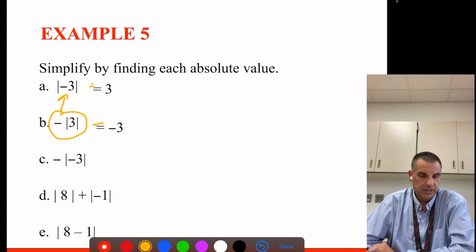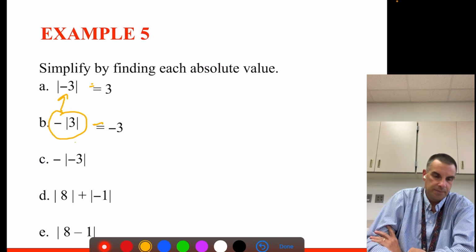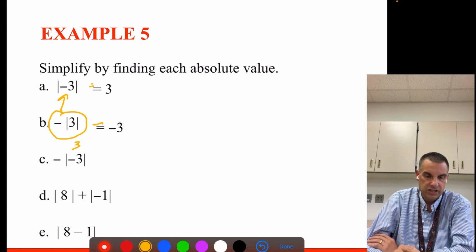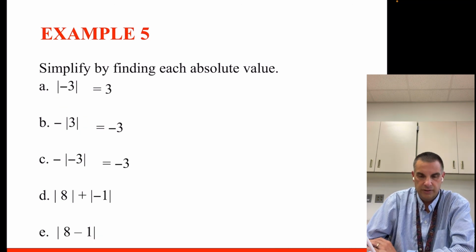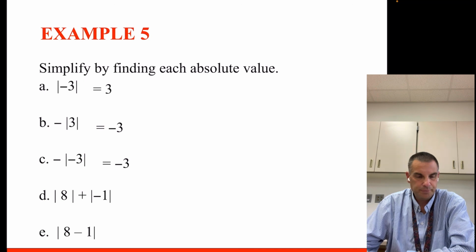Same thing with this one. It's the negative of the absolute value of -3. Well, the absolute value of -3 is just 3, so again, our answer is going to be -3.